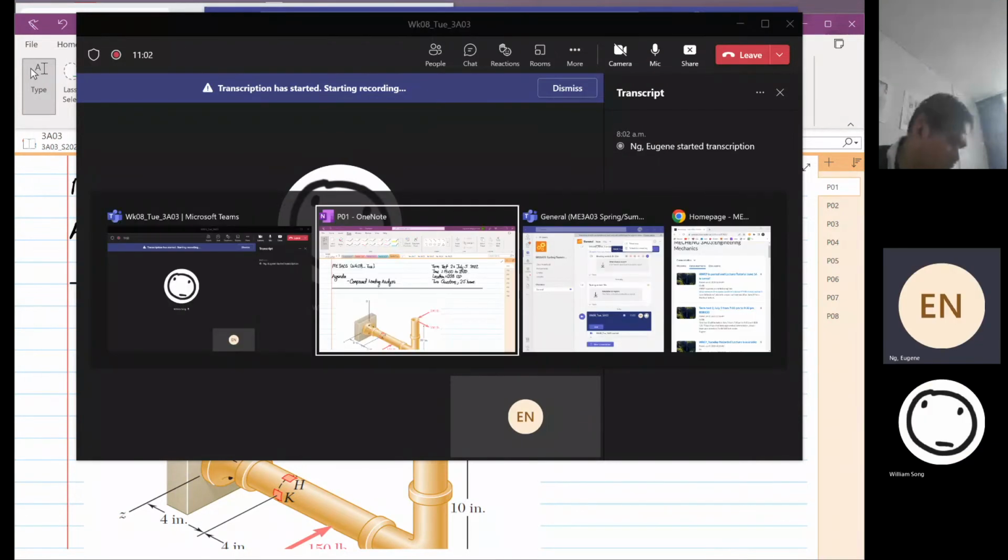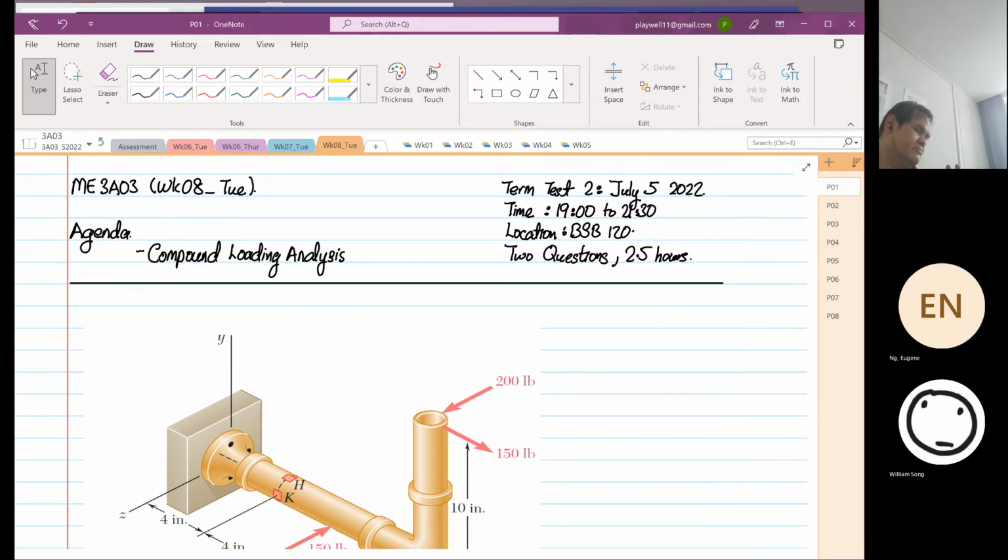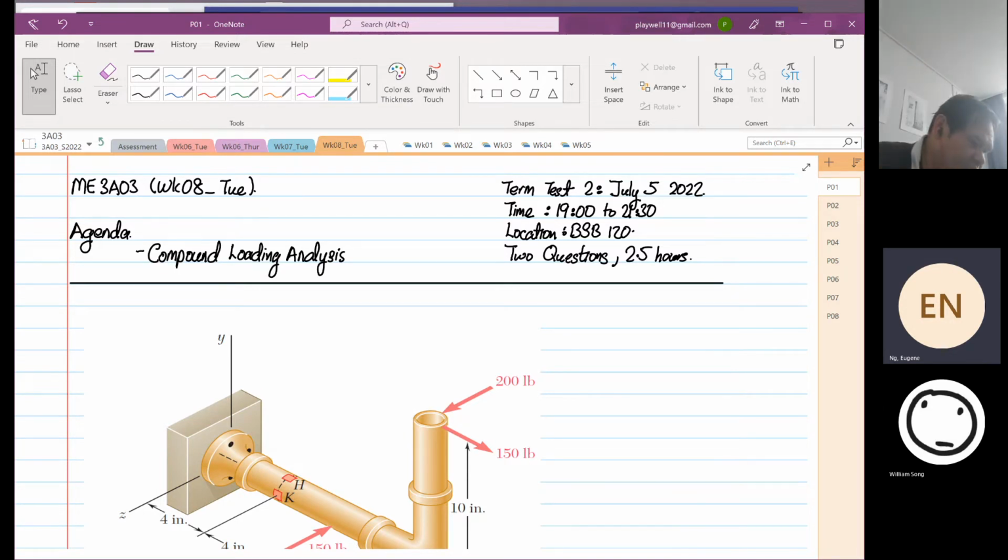Okay, good evening. So week 8, Tuesday, we are going to continue our series on compound loading analysis. Now, this is the most integrated topic in this lecture because we're going to apply what we have learned over the past 6 weeks to solve one problem. Okay.